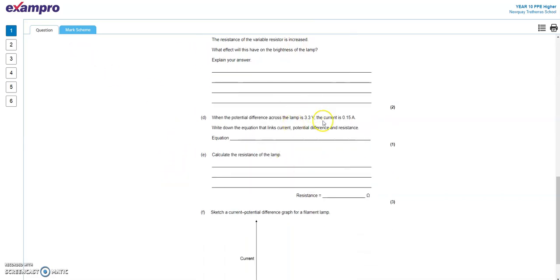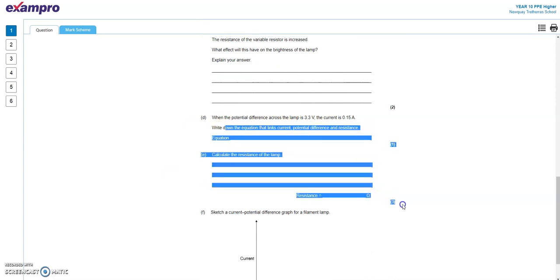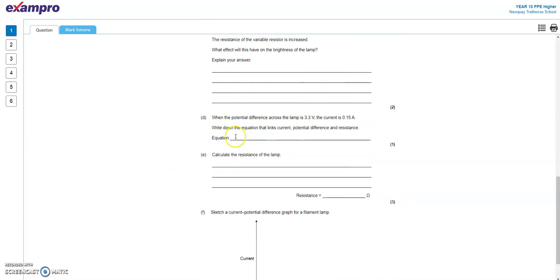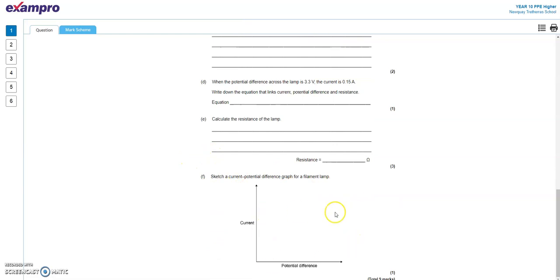For this we need to know the equation. If you don't know the equation, you'll drop 4 marks. You need to know V equals IR: potential difference is current times resistance. You also need to be able to sketch the filament lamp, the diode and a constant resistor, a fixed resistor. This one is not a straight line, it's a curved line. It curves, not a constant gradient.